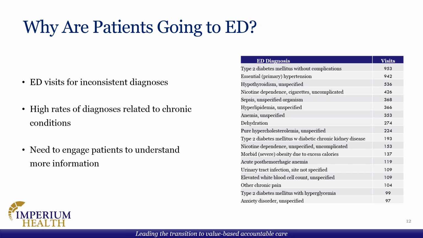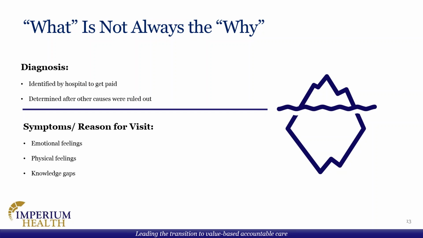So this is the what. This is the patient is going to the emergency department. We know that we had 953 patients that went to the emergency department because of type 2 diabetes without complications. That's not necessarily why the patient went. Now, a diagnosis of an emergency department visit for type 2 diabetes, that's something that's identified as a way to make sure that we're getting paid.